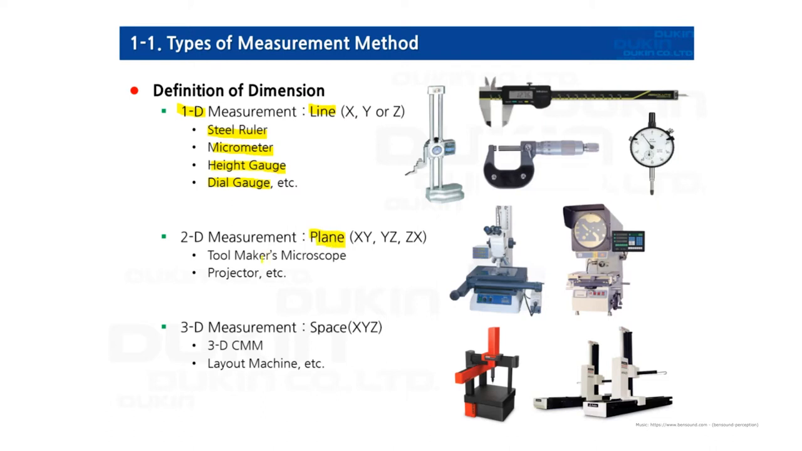For example, we can think of microscopes and projectors, etc. At last, third dimension. If the plane that is 2-dimensional is duplicated and put together perpendicularly, it becomes third dimension. It is a space with 3 degrees of freedom. So for example, 3D coordinate measuring machines and layout machines, etc.